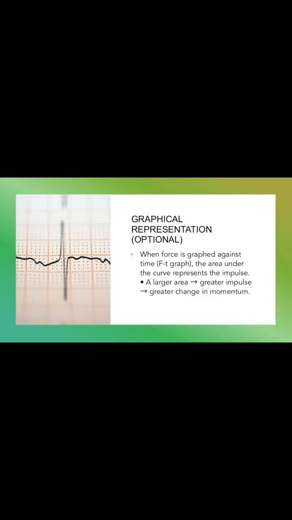Sometimes we will represent impulse with a force-time graph. The area under the curve in a force versus time plot represents the total impulse. A higher area under the curve means a bigger impulse, hence a larger change in the object's momentum.